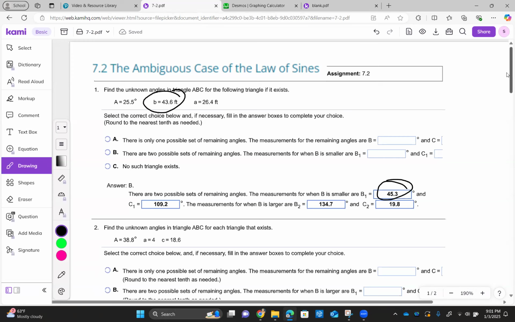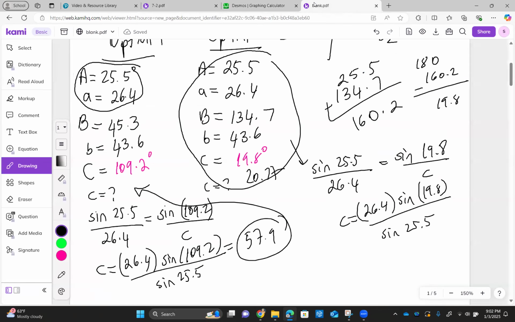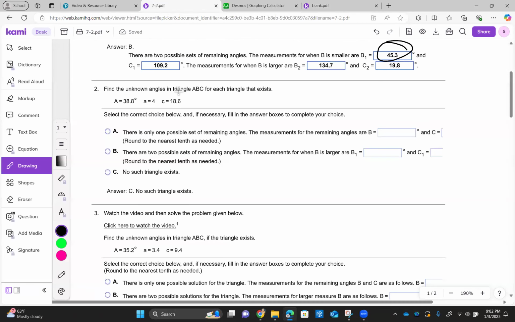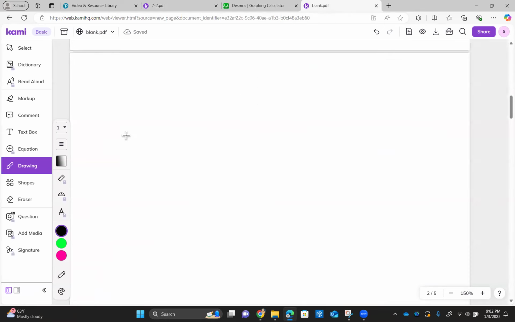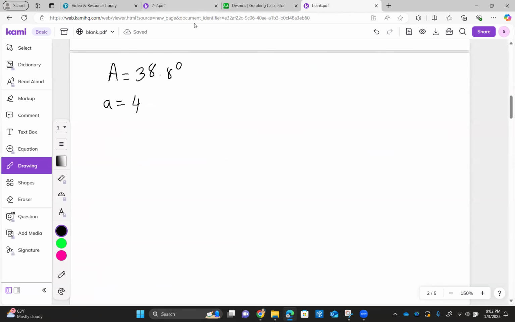We're going to now look at question 2 from the homework for the same type of problems, but this time the answer is no such triangle exists. Let's see how we are going to get this answer for the second question. Here, we have angle A as 38.8 degrees, and then side A is 4. Side C is 18.6. So we don't have anything about angle C, angle B, or side B.